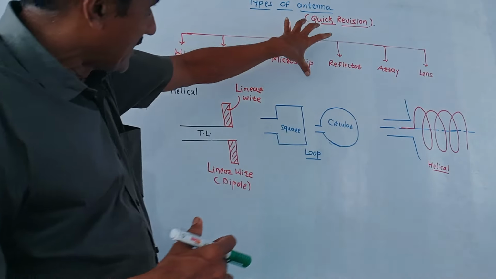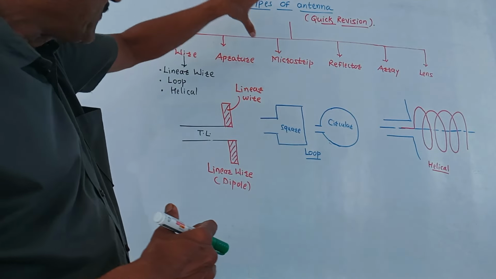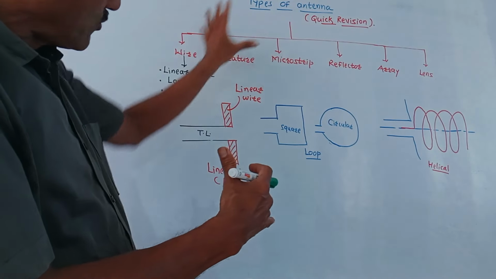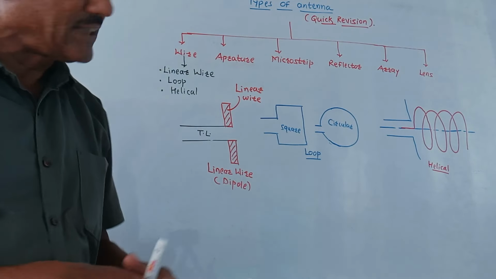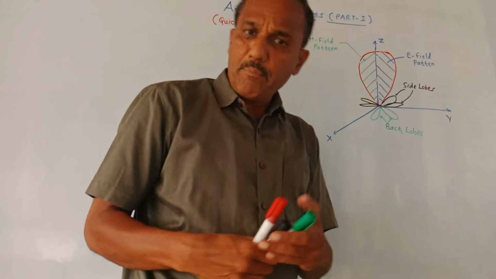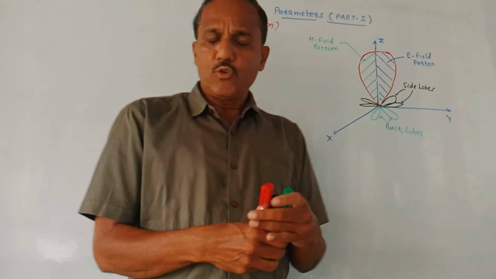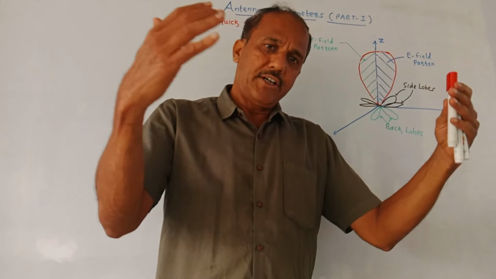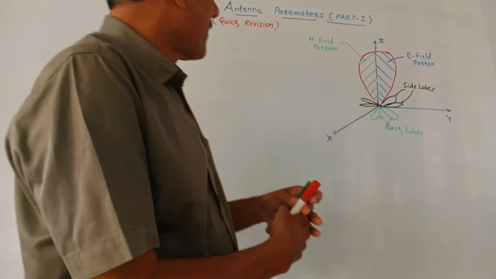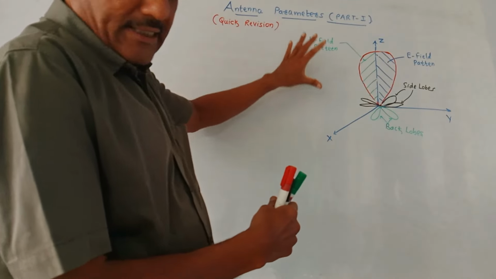So this chart shows the different types of antennas. I have already made a detailed video related to this. So I have just given the overview of these types of antenna. The next part is antenna parameters. From the exam point of view, you may expect a question like this: define and explain the following parameters of antenna. So first is radiation pattern.